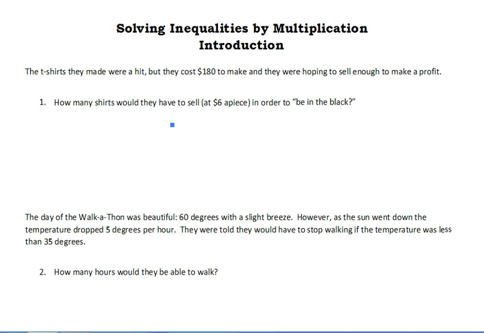Well, we know that the shirt sales have to be at least $180 in order for them to be in the black. So shirt sales, there's $6 per shirt, and that has to be at least $180. So how many shirts is that? Looks like they have to have 30 shirts, at least 30 shirts in order to do this.